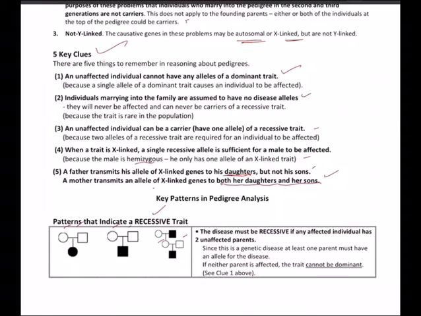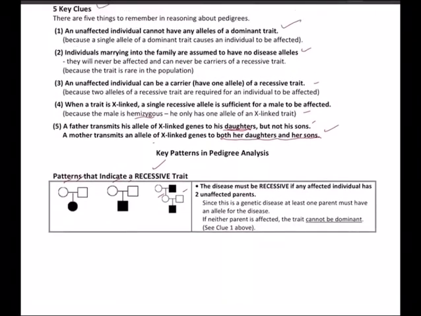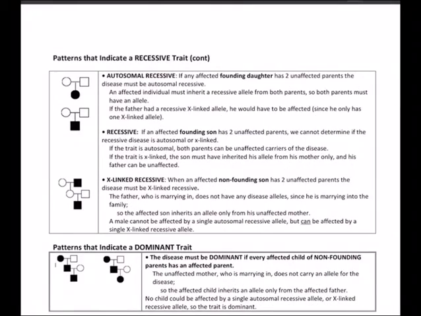The disease must be recessive if any affected individual has 2 unaffected parents. Since this is a genetic disease, at least one parent must have an allele for the disease. If neither parent is affected, the trait cannot be dominant. So please remember this, and then we'll go to the next.